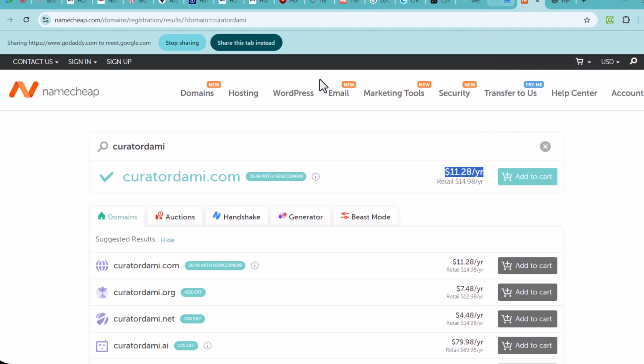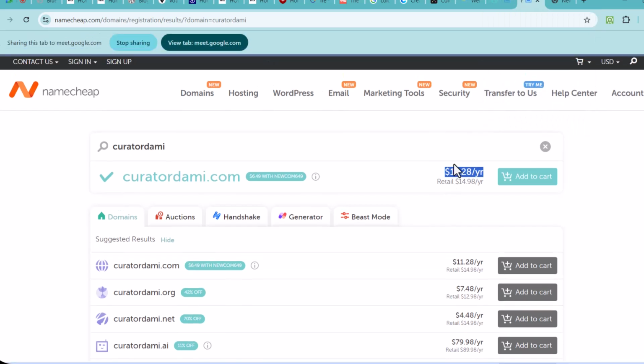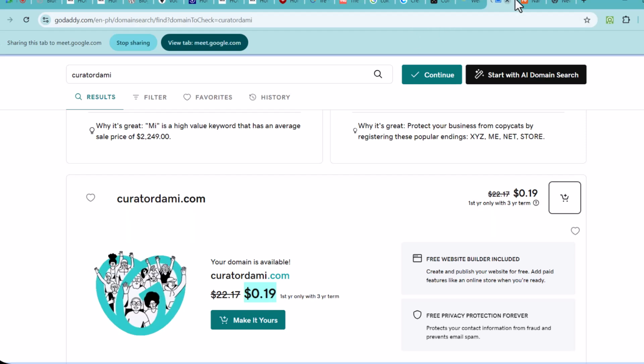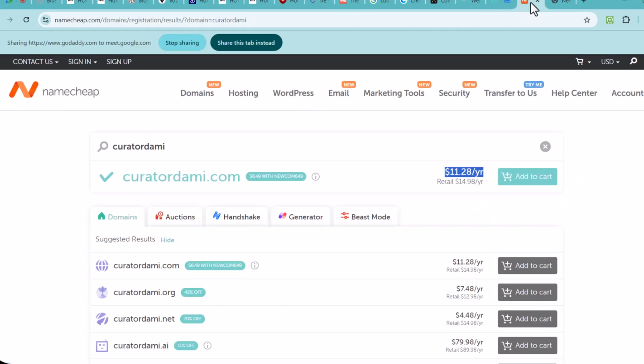This is for Namecheap. Namecheap is $11.28. But on GoDaddy, see the promo they are doing, and they're selling it for this price. So now this is what I want us to pick from this. When you want to buy a domain name, you can deliberately go for where you get it at the cheapest price possible. Okay, it doesn't have any disadvantage really, other than the platform might be different.